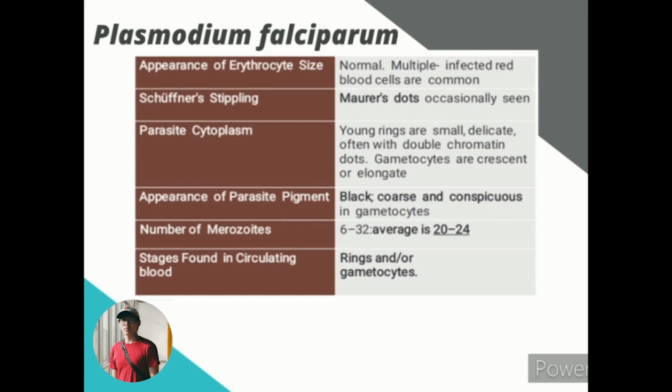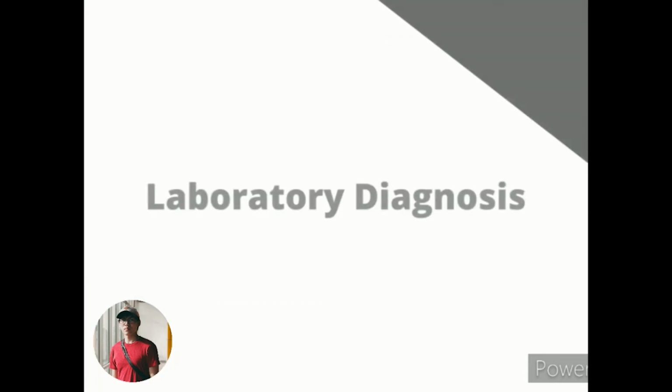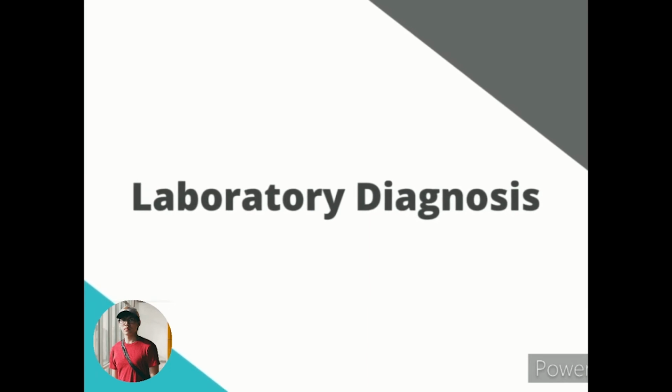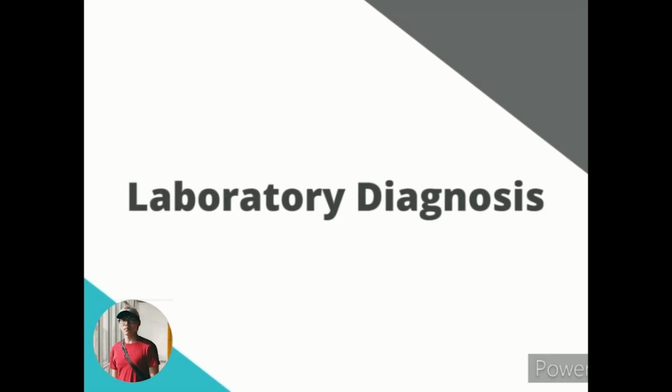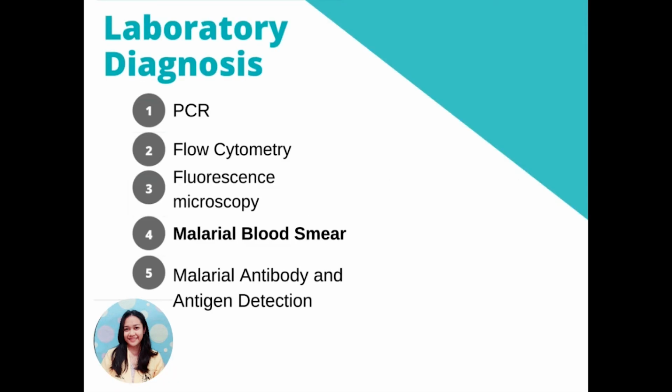For Plasmodium knowlesi, there is no table because it is considered indistinguishable. So to review, among the 5 parasites, only the Plasmodium knowlesi is indistinguishable. Laboratory diagnosis. For laboratory diagnosis, we have the PCR, flow cytometry, fluorescence microscopy, malarial blood smear, and malarial antibody and antigen detection.